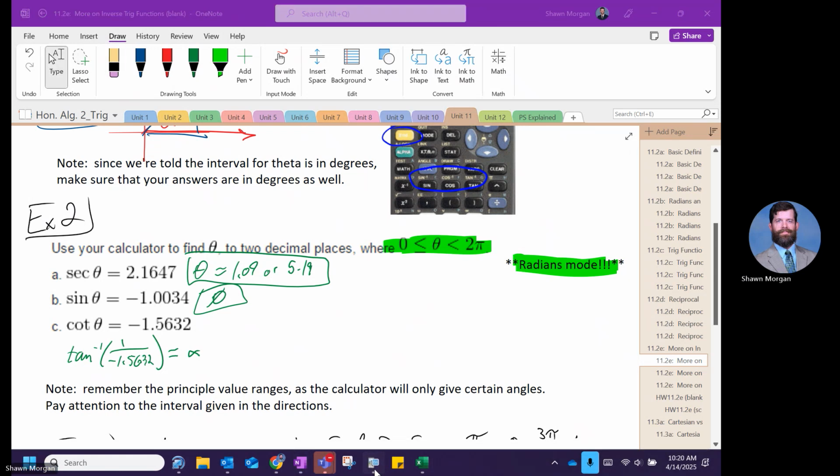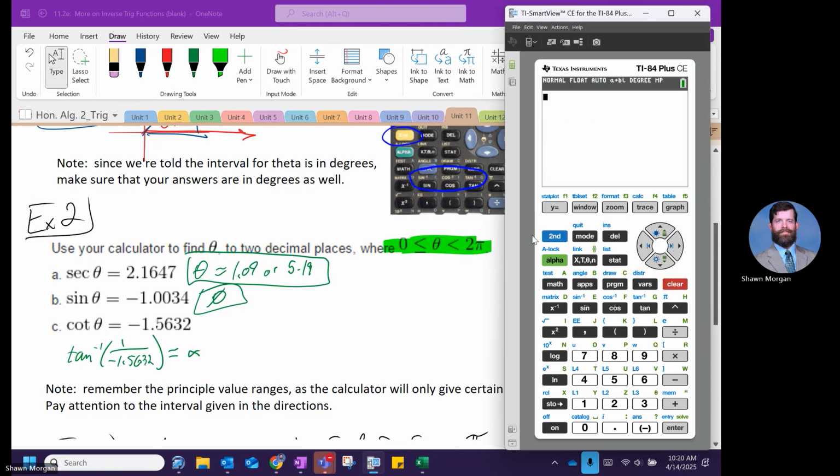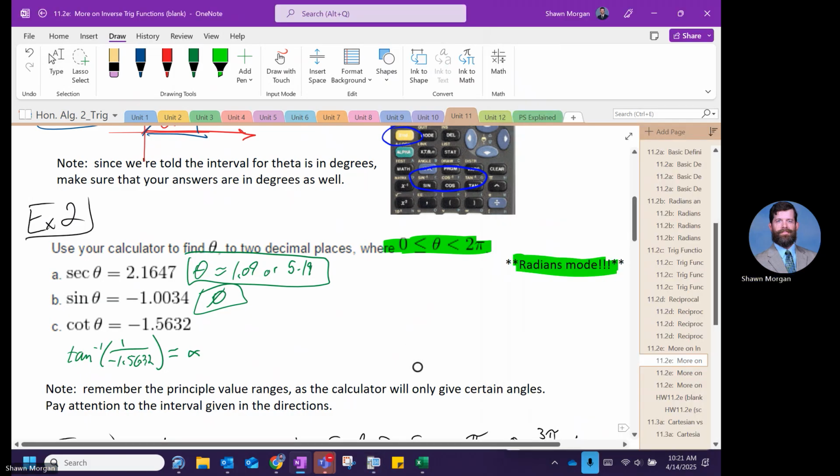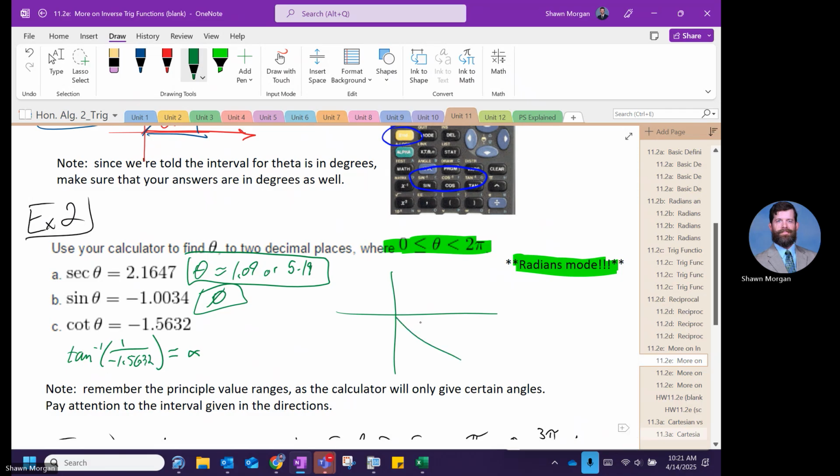Let's do that. Where are you, calculator? I'm going to do inverse tangent 1 over negative 1.5632. And we get negative 32.6. It feels that way. It really does. I'm not exaggerating. All right, so 32.6. There are my two reference angles.